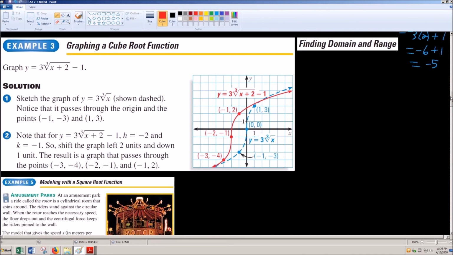Here we have a cube root function. So here we're going to outline the important factors of a, which is 3, h value, which is negative 2, and k value, which is negative 1. Again, h value is negative 2 because it's always opposite what it looks like here. It's x minus h. So x minus a negative 2 would look like plus 2.